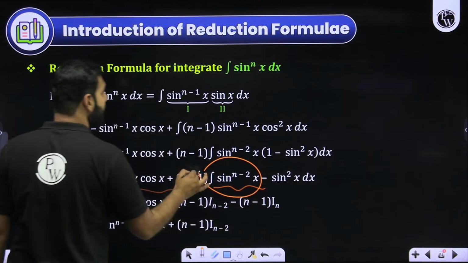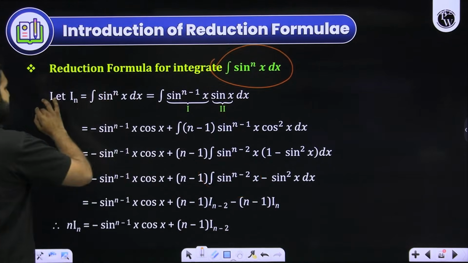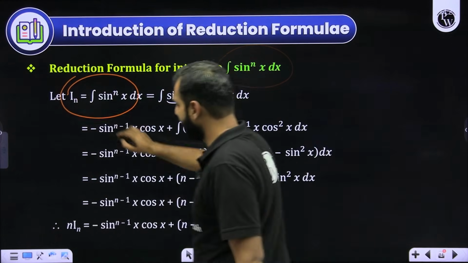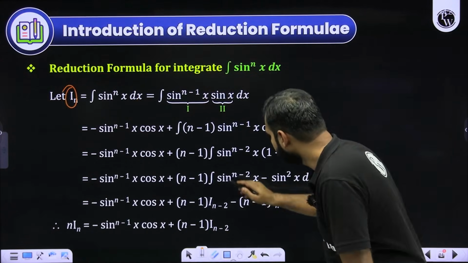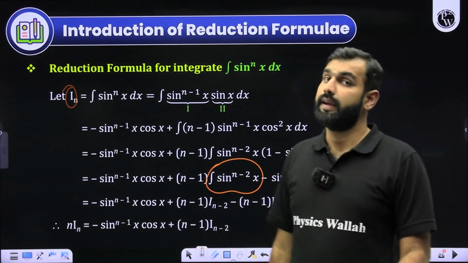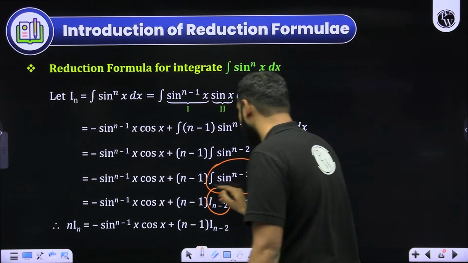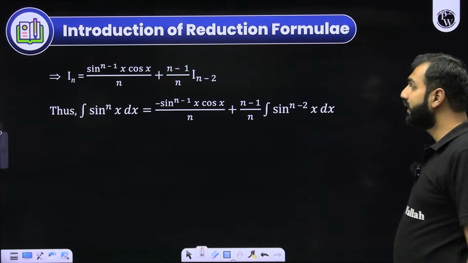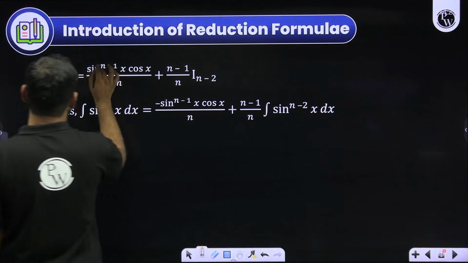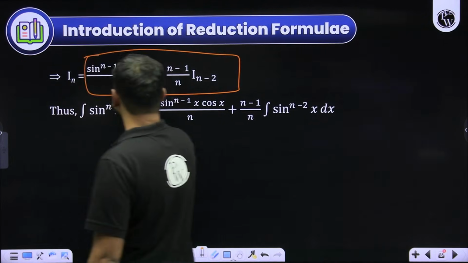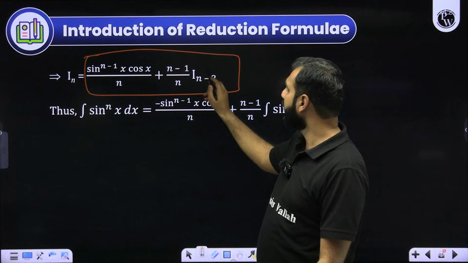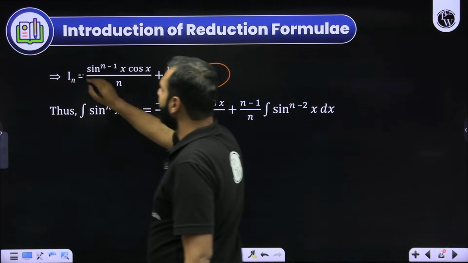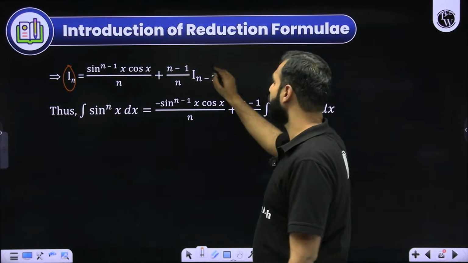Now please understand, if in sine x to the power n, the integration of it, I'm treating it as In. So integration of sine x to the power n minus 2, can I not write that as I n minus 2? So when you finally simplify this, you get the value of In as sine x to the power n minus 1 cos x upon n plus n minus 1 times I n minus 2. So this is a recursion formula. Again, you're not able to simplify In, but you're able to write it in terms of I n minus 2.